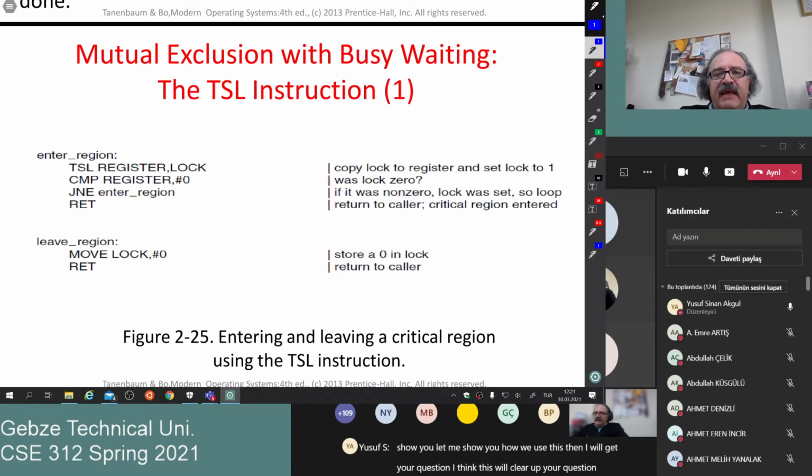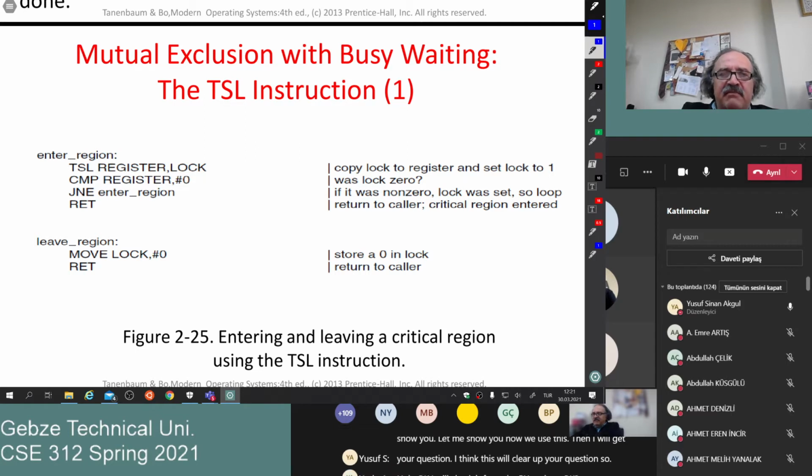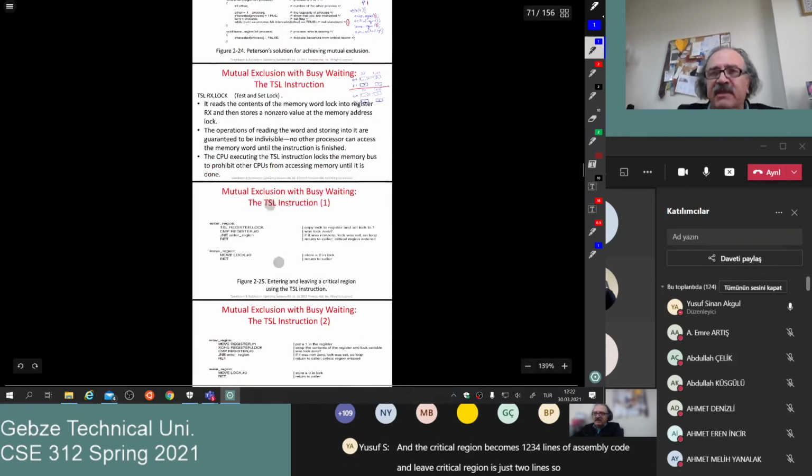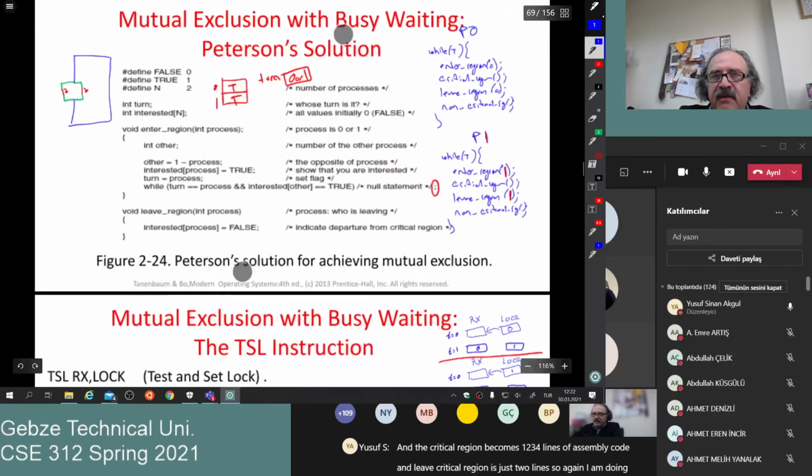So enter critical region becomes 1, 2, 3, 4 lines of assembly code, and leave critical region is just 2 lines. So again, I am doing the same with P0, P1.